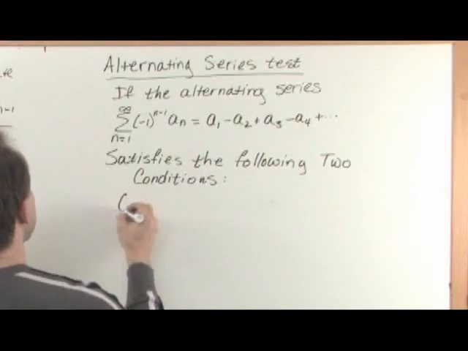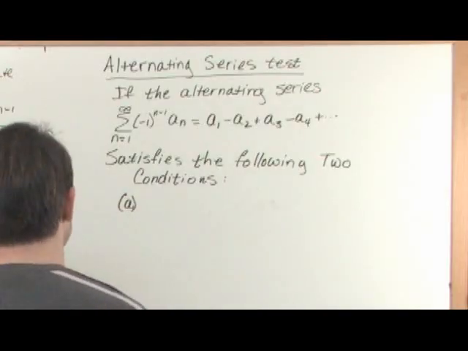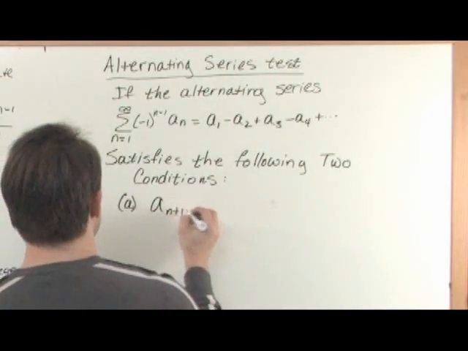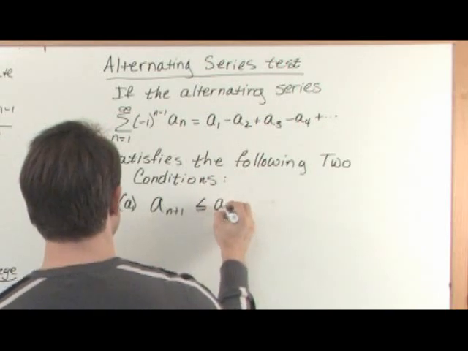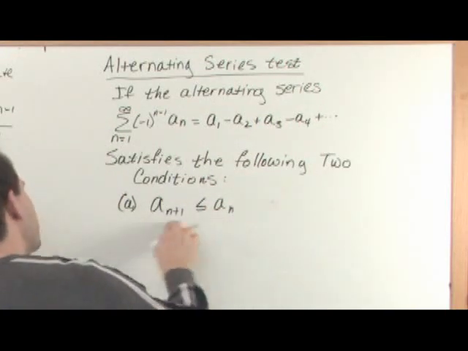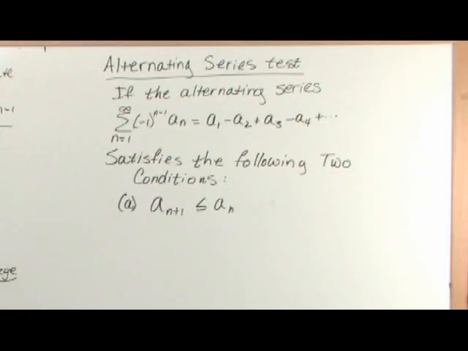And the two conditions are as follows. First condition is a sub n plus 1 is less than or equal to a sub n. And by the way, I write things like this on the board not because I think it's clear. I write it that way because in the books you're going to see things like this and you're going to have to look at it and say, oh, I know what that means. Well, that isn't very obvious to a lot of people.